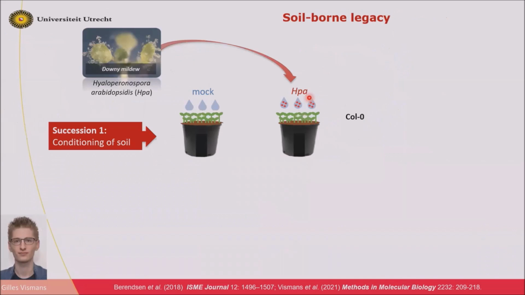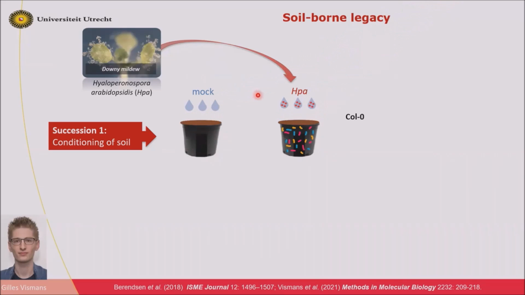Well, I'll show you the experimental setup that we use to demonstrate this. We also call that the soil-borne legacy experiment. So we start with the first generation of plants in pots. On the left-hand side, you see pots with mock-treated plants. They are healthy. And on the right-hand side, you see a pot with plants that are infected with the downy mildew pathogen. We hypothesize that after this downy mildew infection, the microbial community is changing around the roots and is different from the microbial community on the healthy plants.